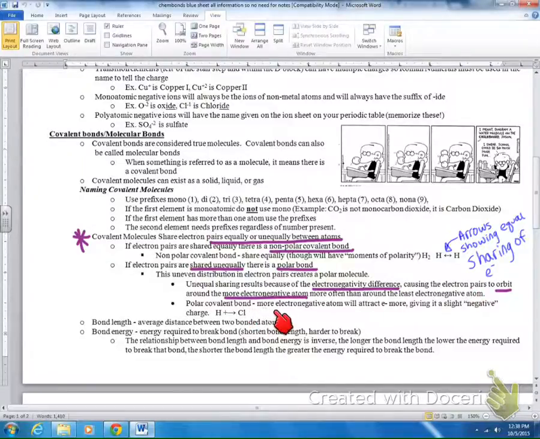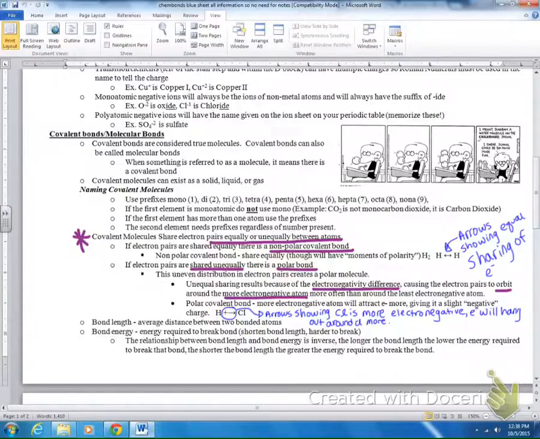Polar covalent bonds are going to be between 0.3 and 1.9 electronegativity differences, and we show that polar covalent bond by having an arrow pointing towards the more electronegative atom, and it's pointing in this case more towards chlorine, because chlorine is the more electronegative atom, and I will get further into how we identify that in the next video lesson.